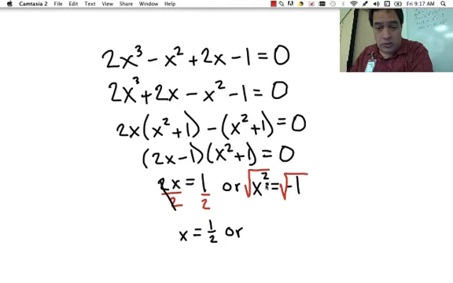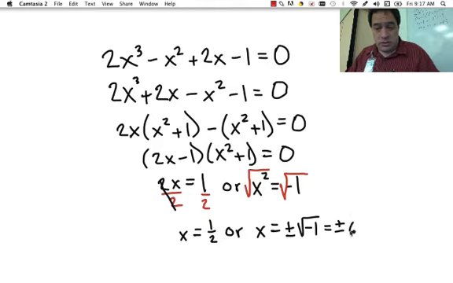Or the exponent of 2 cancels with the radical, and so we're left with x equals plus or minus the square root of -1. This is a complex number, which is the same thing as plus or minus i. So our roots are 1/2, positive i, or negative i, and those are our 3 roots.